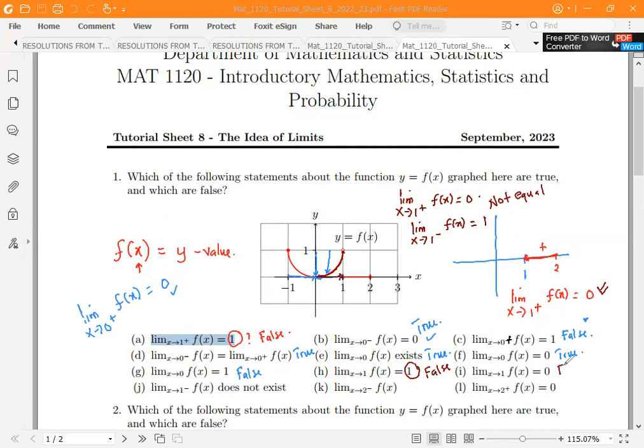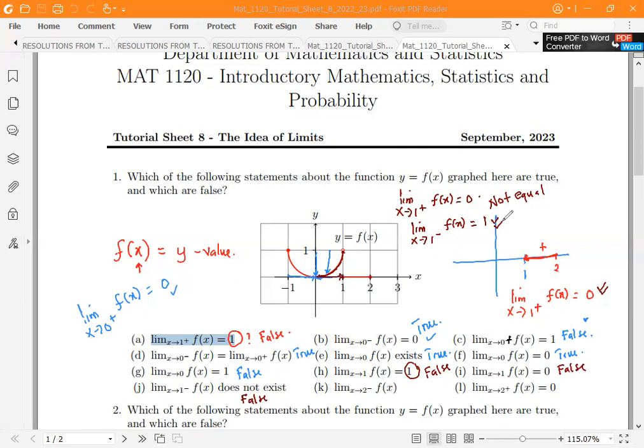This is false. This 2 is false, because the limit as x approaches 1 from left has been found. We found it. From left it's 1. So why is it saying does not exist? It exists. What does not exist is the limit as x approaches 1. If you take the sides, it will exist.